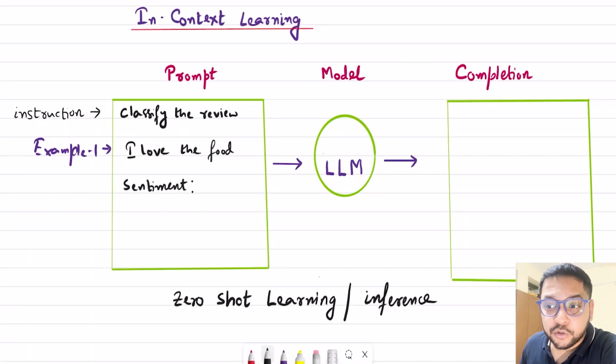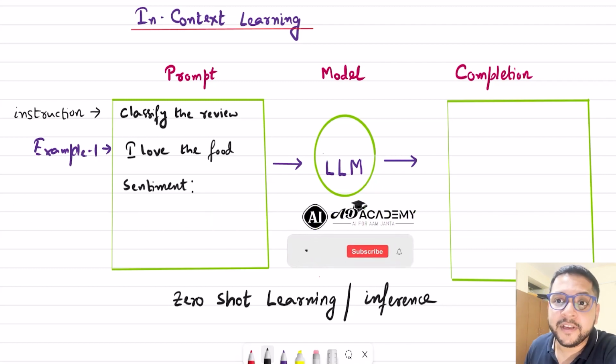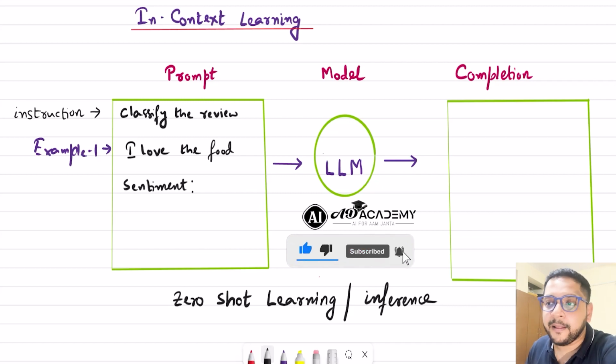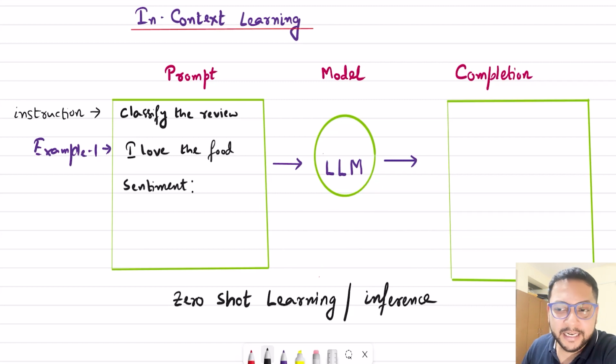So let me summarize. Zero-shot learning or zero-shot inference is the process where you are not providing any example. Here you are giving a direct instruction and asking what the result is, and then in the completion you are directly getting the result.